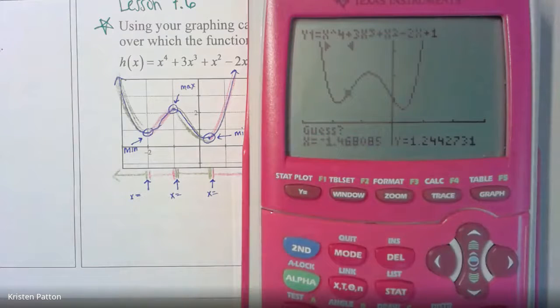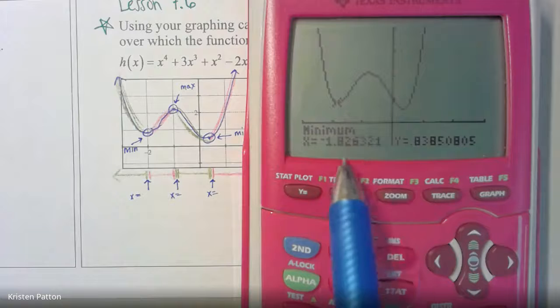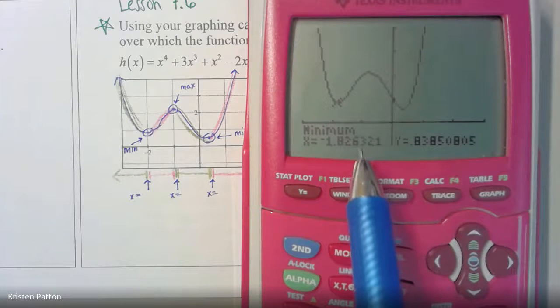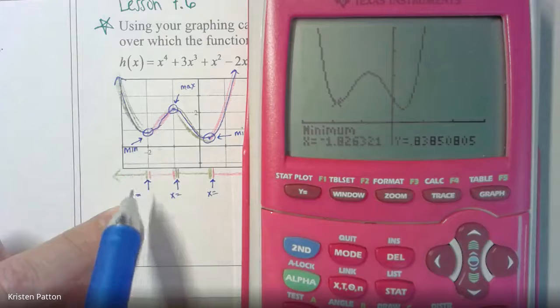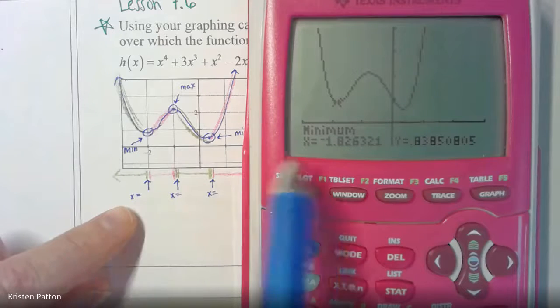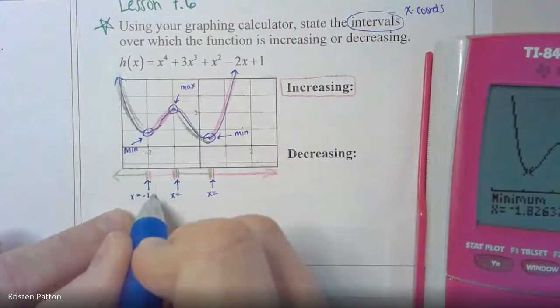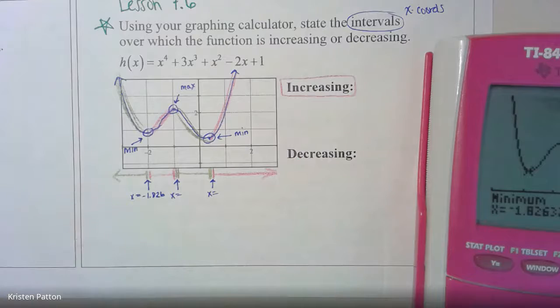And now it says, do you want to guess? And I always say no. And so it thinks for a moment, and then it puts the cursor down at that low point, and at the very bottom, it gives me my coordinates. Which coordinates am I interested in? I only, for this question, need the x. Remember, we said intervals are x values. So this is x equals negative 1.826. I know I'm writing kind of tiny because I didn't leave myself a lot of room.